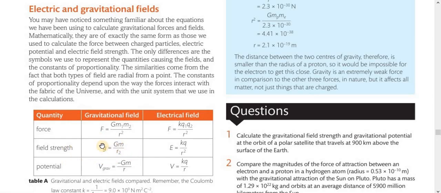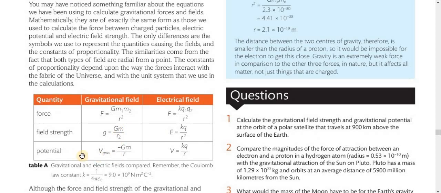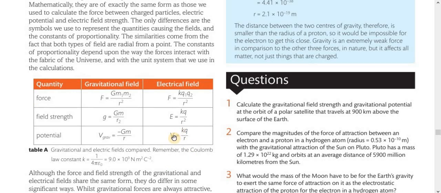This is again what we learned here, GM over r squared. So this is the gravitational field strength. This is the electric field strength. You had two equations for electric field strength. Okay, so E is equal to F over Q, E is equal to V over d, and then we have this one also. Then finally, electric potential and gravitational potential. Okay, so V is equal to this one we learned, and then this is for electric fields. Gravitational and electric fields compared.